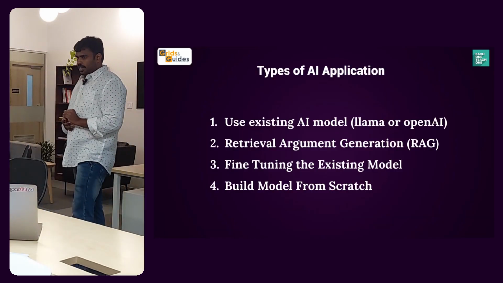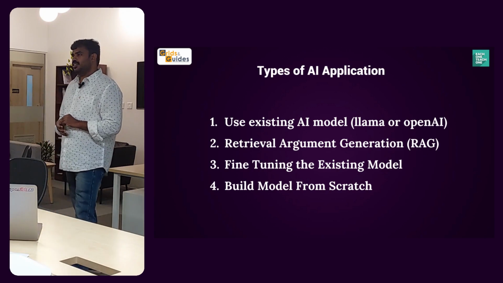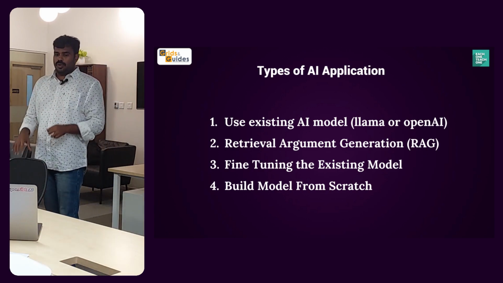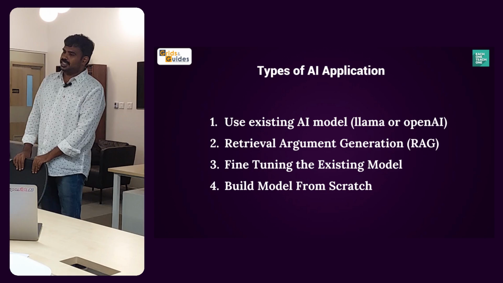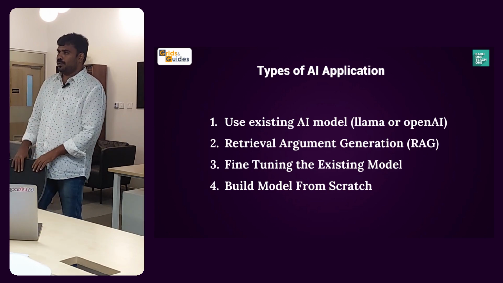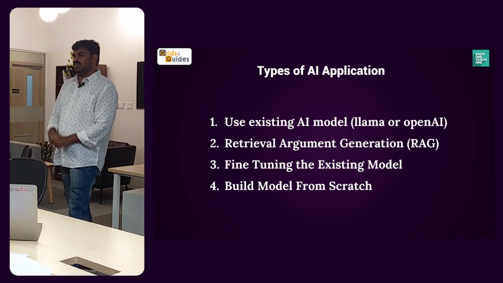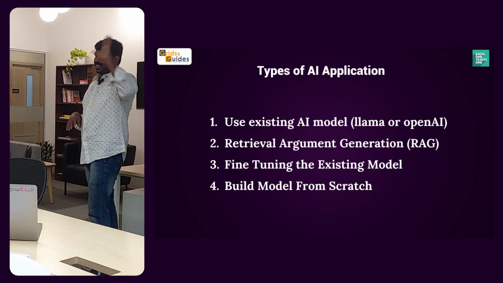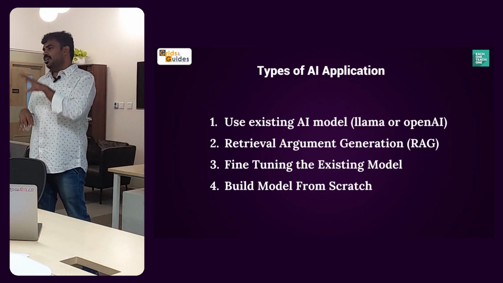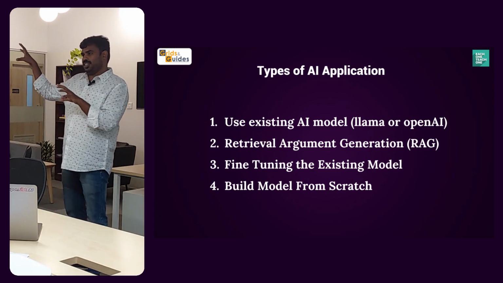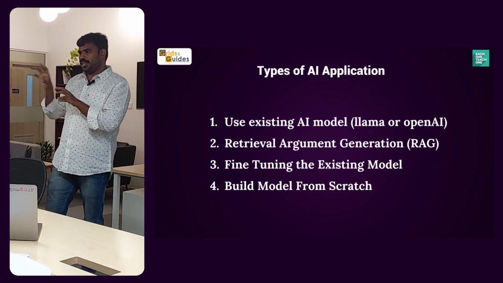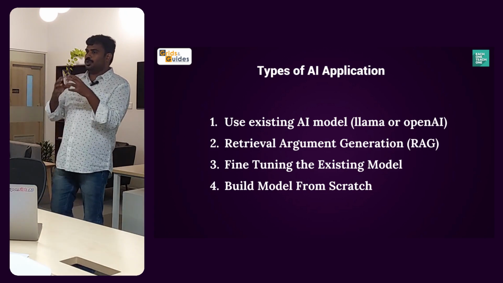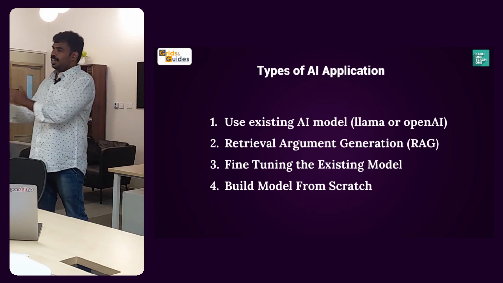When you create an AI application, there are many ways to do it. One is using an existing AI model like Llama or OpenAI. How many of you have used OpenAI as an API? Not ChatGPT, not about ChatGPT. Okay, OpenAI as an API. ChatGPT has an API provision where you can hit that API and get the response. Similar to Llama. Llama is an AI model which you can host on your local machine and get the response from.